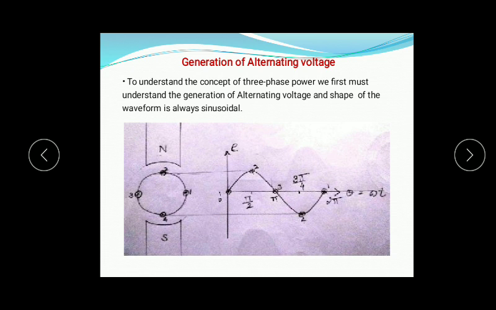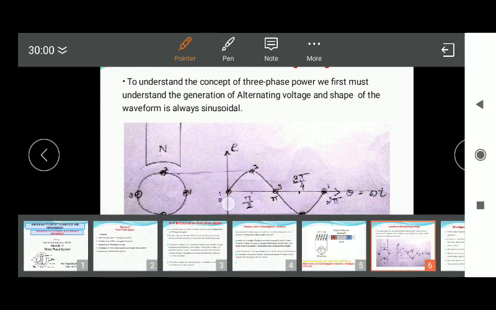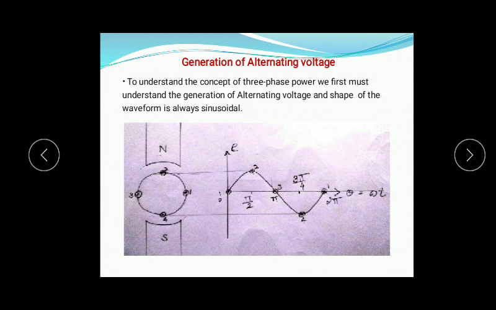Let the conductor rotate in circular motion with angular velocity omega. So the conductor is going to rotate in the anti-clockwise direction. Now when the conductor is at position 1, its angular displacement is 0. Therefore, the conductor is moving parallel to the lines of flux. Hence, no flux is cut by the conductor and no EMF is induced in the conductor. Therefore, the EMF induced is 0.